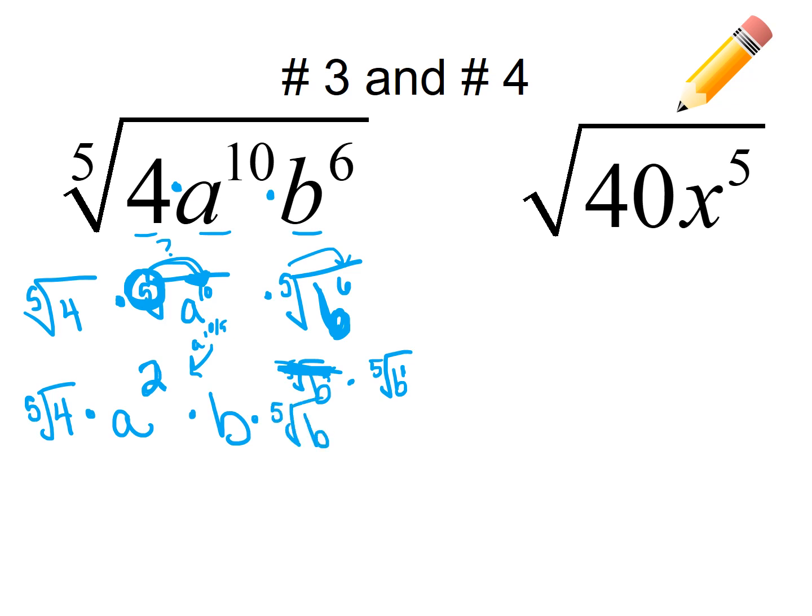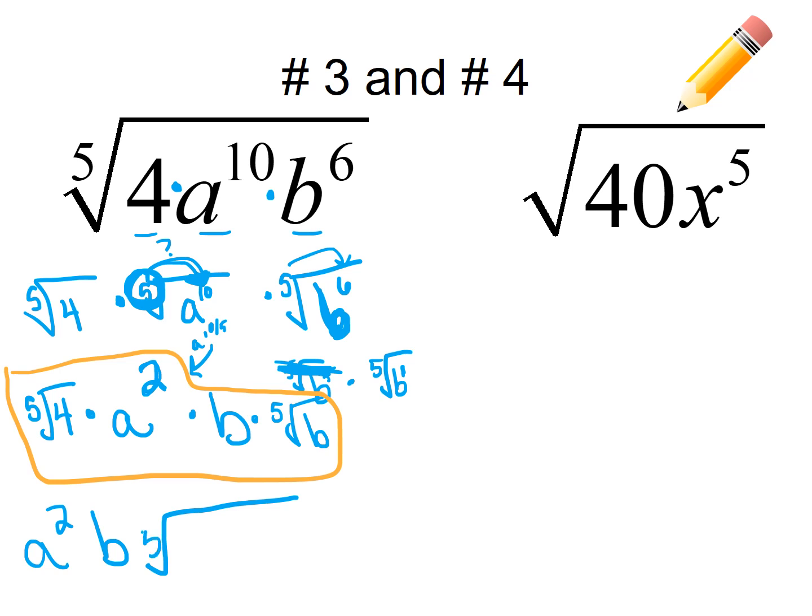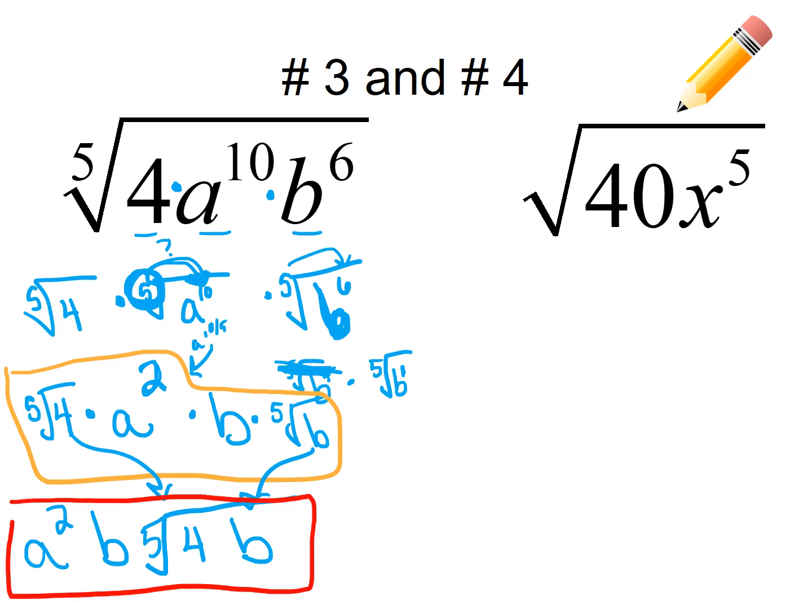So it's kind of messy, and I'm sorry about that, but this is what we have left right here. We have the 5th root of 4 times a squared times b times the 5th root of b. So now we can actually do a little more combining and condensing again. We're going to leave the stuff that's not underneath the radical out in front, so that'd be the a squared and the b. And now we're going to make a big radical with the 5th root, and what goes underneath is the 4 and the b. So my final answer, I'll circle in red, is a squared b times the 5th root of 4b. So that's my final answer for that one.